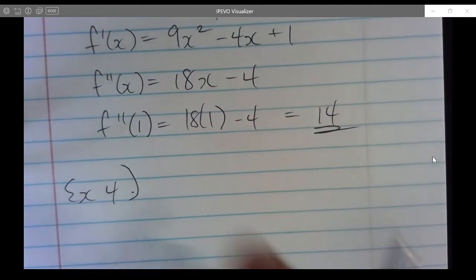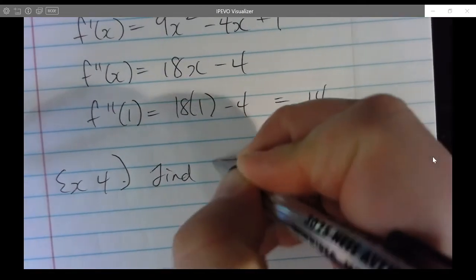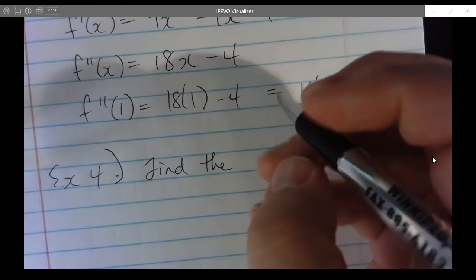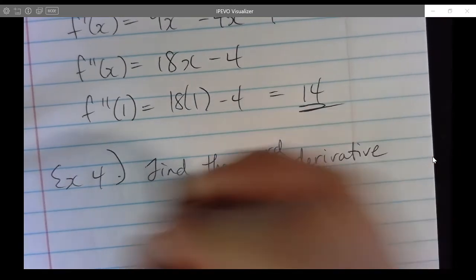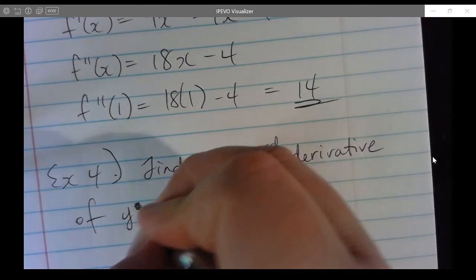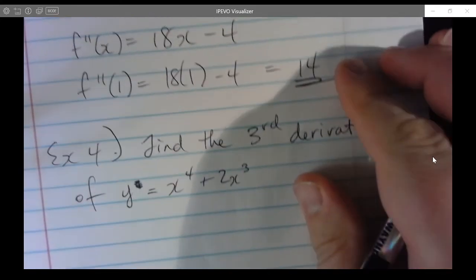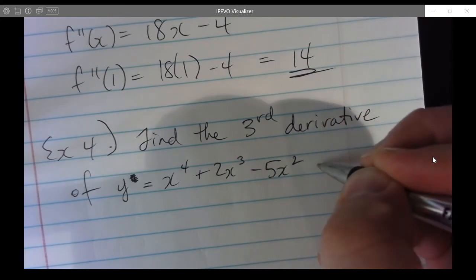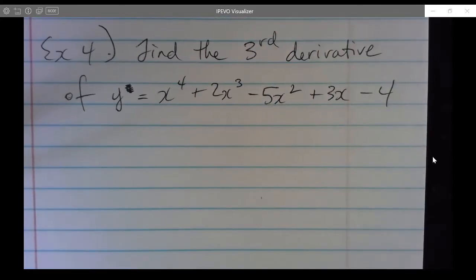Example 4, let's do a third derivative. Find the third derivative of y equals x to the power 4 plus 2x cubed minus 5x squared plus 3x minus 4. Let me move that up to give you a second to copy it. Find the third derivative of that marvelous looking function.